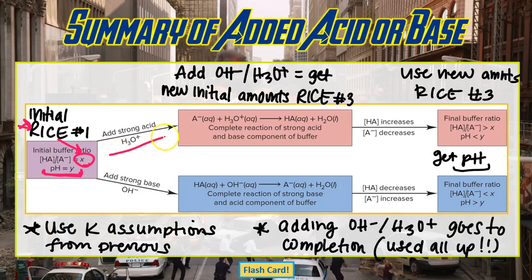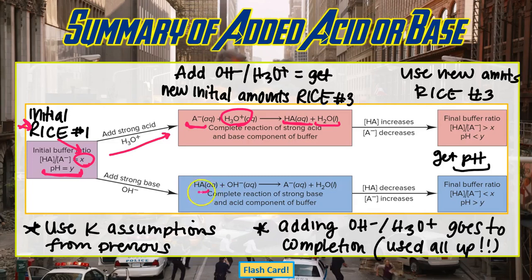So if we were to add a strong acid, then what's going to happen is the conjugate base of the buffer system is going to basically mix with the H3O plus, or the added acid, to form the weak acid again and water. And this is a complete reaction. That means you're going to completely use up all the H3O plus that was added in general. Okay, folks? Same thing if you add a strong base.